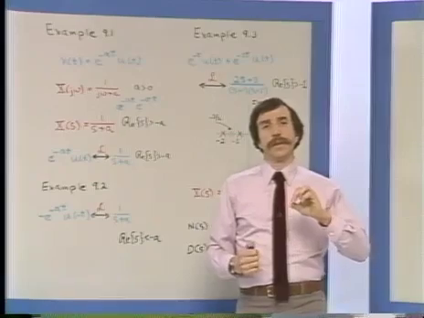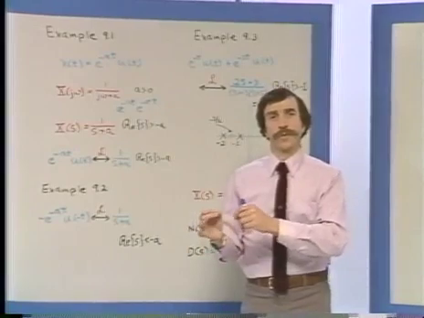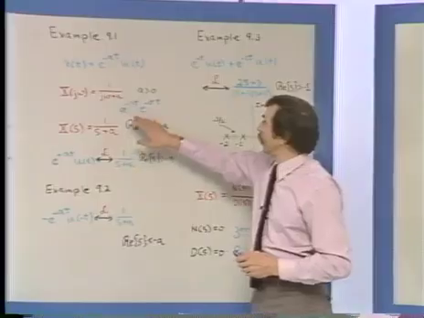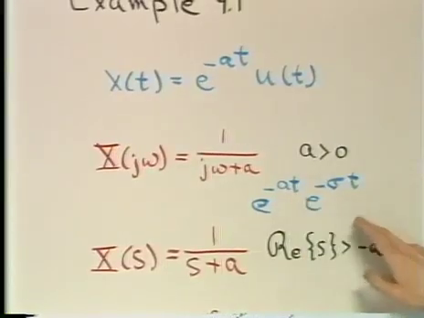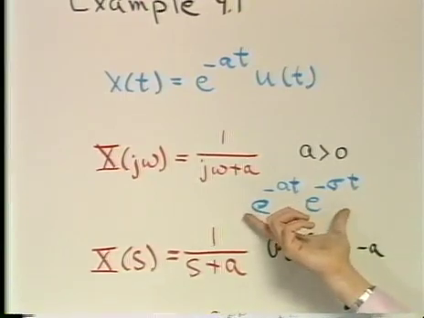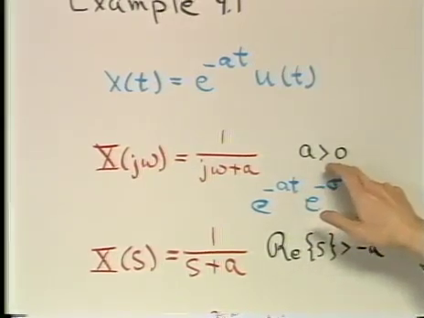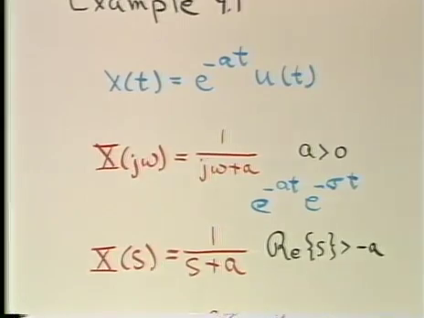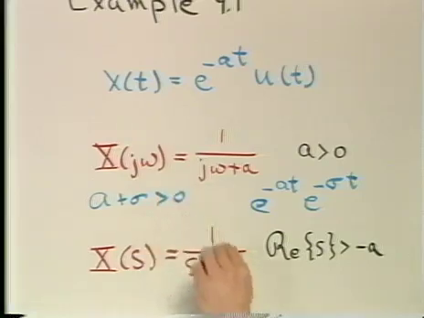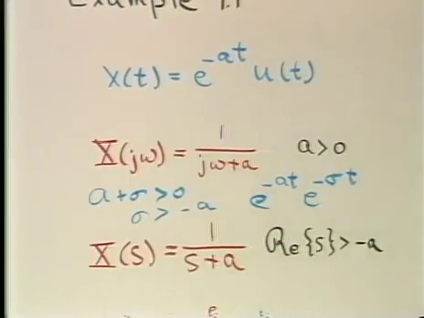But just as in the Fourier transform, it won't converge for any a. Now what happens is that the Laplace transform will only converge when the Fourier transform of this converges. Said another way, it's when the combination of a plus sigma is greater than 0. So we would require that a plus sigma is greater than 0, or that sigma is greater than minus a.